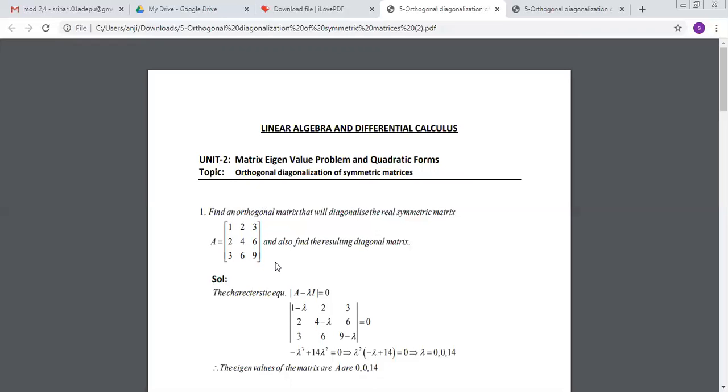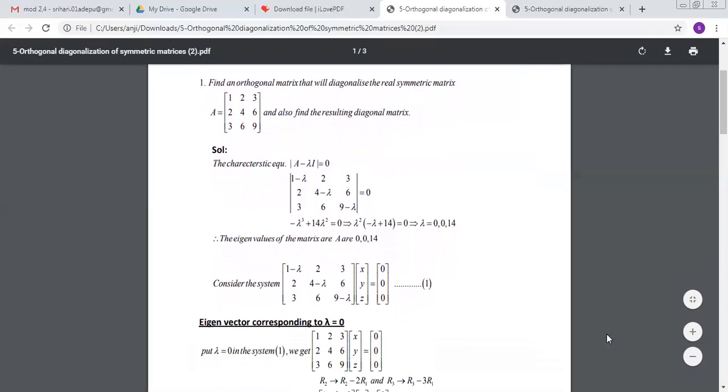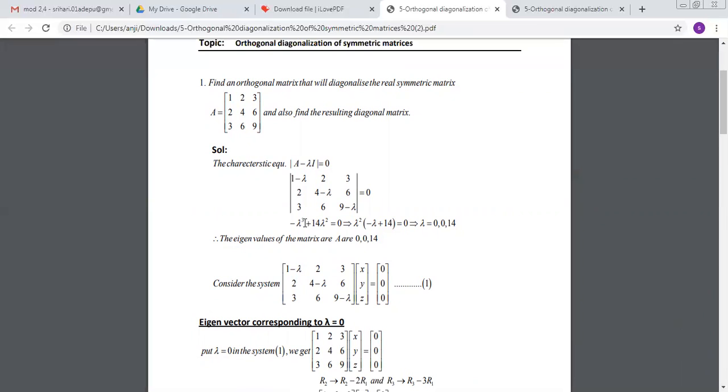So first find the eigenvalues. For eigenvalues, we consider the characteristic equation. The characteristic equation is determinant of A minus lambda I equals 0. So determinant of [1 minus lambda, 2, 3; 2, 4 minus lambda, 6; 3, 6, 9 minus lambda] equals 0. So that equals minus lambda cubed plus 14 lambda squared equals 0. This implies lambda squared into (minus lambda plus 14) equals 0. So this implies lambda equals 0, 0, 14.